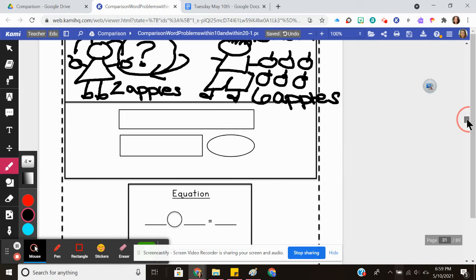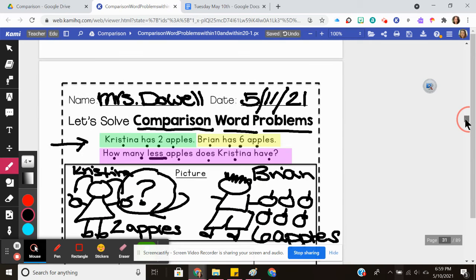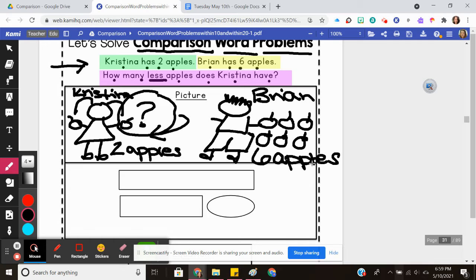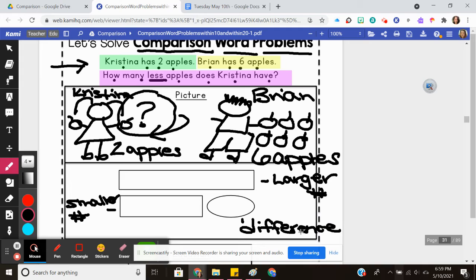All right, so let's put that into my comparison model. Whoops, sorry. It's very sensitive, isn't it? All right, so let's see. I know in my comparison model that this is my larger number. This is my smaller number. And then this is the difference between the two. So that's my question. How many less apples does Christina have? That's what I'm being asked to find. I don't know what the difference is. I don't know how many less she has.